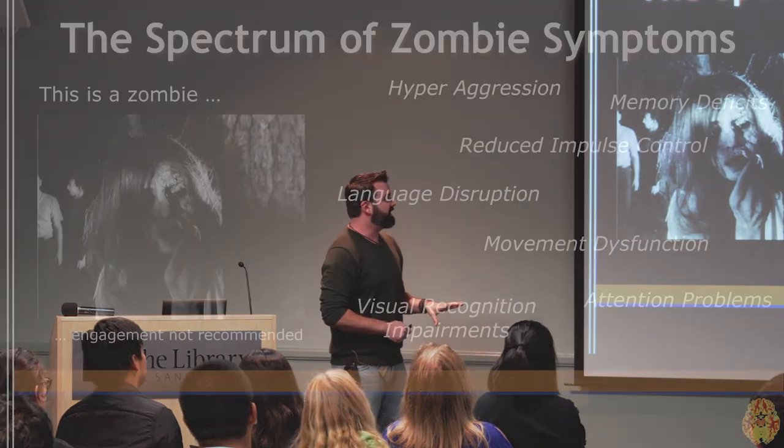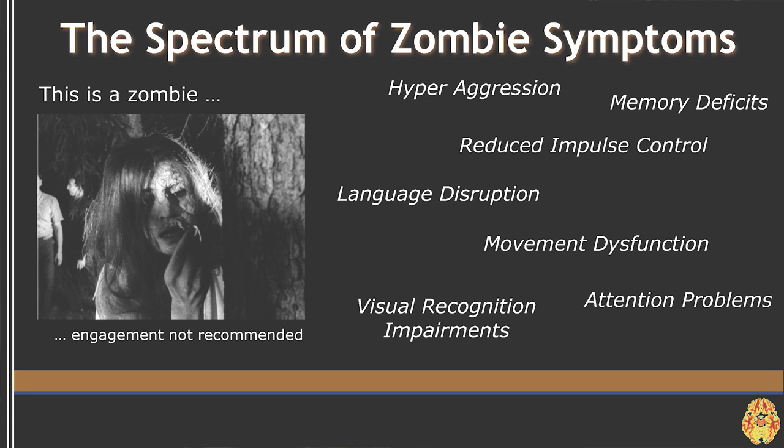And we decided to take what we call this forensic neuroscience approach, right? So you have zombies and you start with this and you try and figure out, okay, let's do some very serious zombie research, which meant watching a lot of zombie movies. Pretty much everyone out there, I think we've seen at this point. And we said, well, what are the classic traits of zombieism? So we said hyperaggression, memory deficits, reduced impulse control, language disruption, movement dysfunction, attention problems, visual recognition impairments, in the neuroscience terminology for these things.